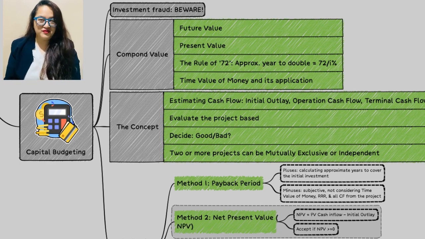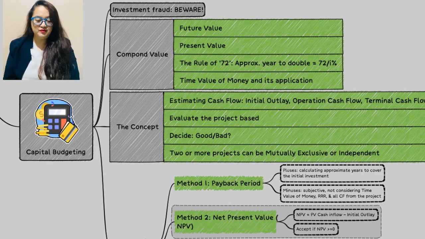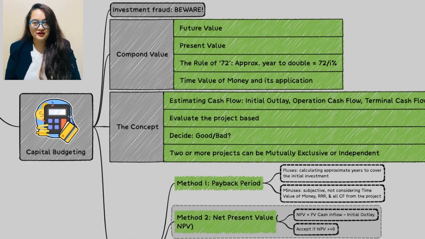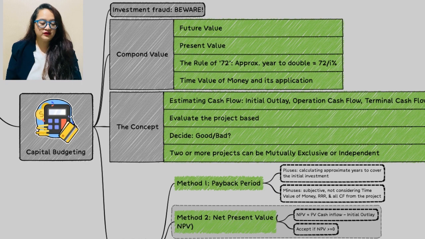We have capital budgeting. The first note that I put is beware of investment fraud. Inside capital budgeting, we have compound value. Inside the compound value, there are future value, present value, the rule of 72, and time value of money and its application. After we discuss that, we also talk about the concept of capital budgeting.